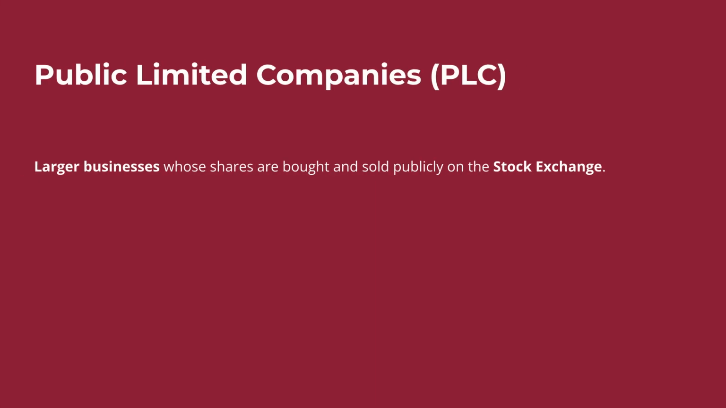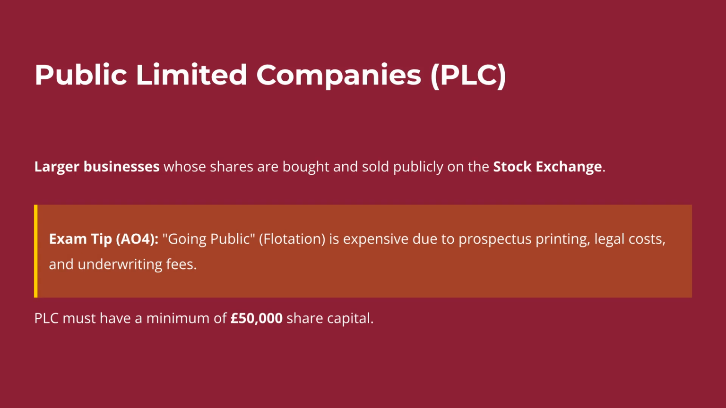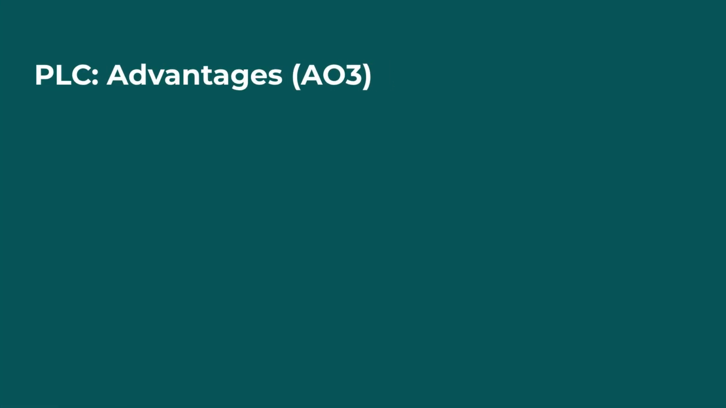Public limited companies, or PLCs, are larger organizations where shares are sold publicly on the stock exchange. Establishing a PLC requires a minimum share capital of £50,000, and going public involves significant costs related to printing, legal fees, and underwriting.